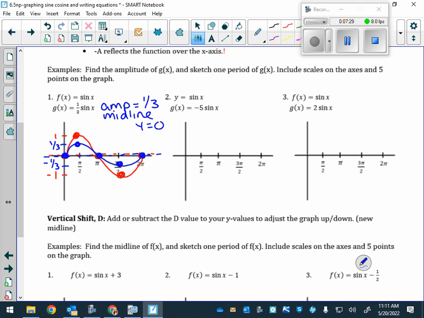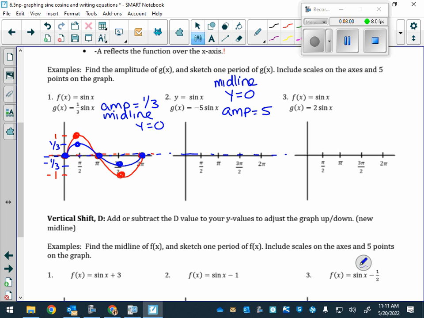we're not going to graph our parent function here, but we have -5 sine of x. What is my midline? 0, good. My midline is 0. Okay, what is my amplitude? 5. Excellent for saying positive. Your amplitude is always positive.